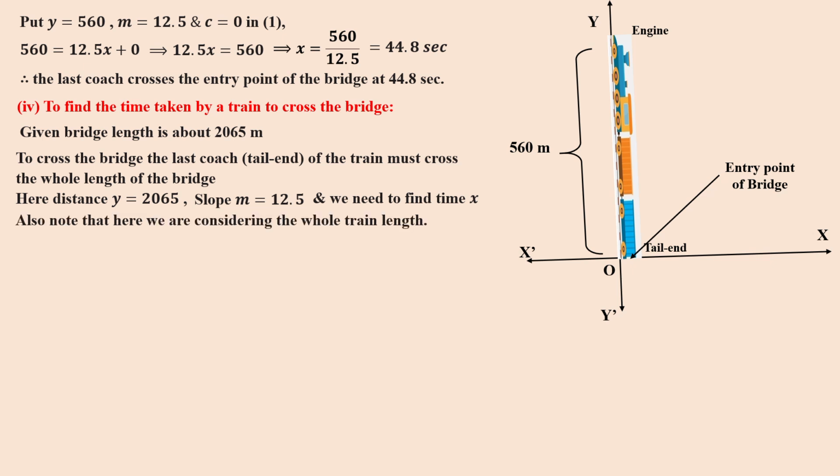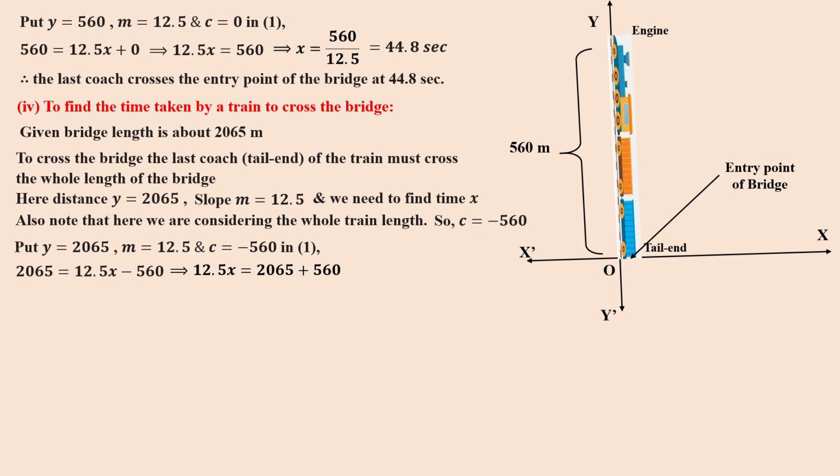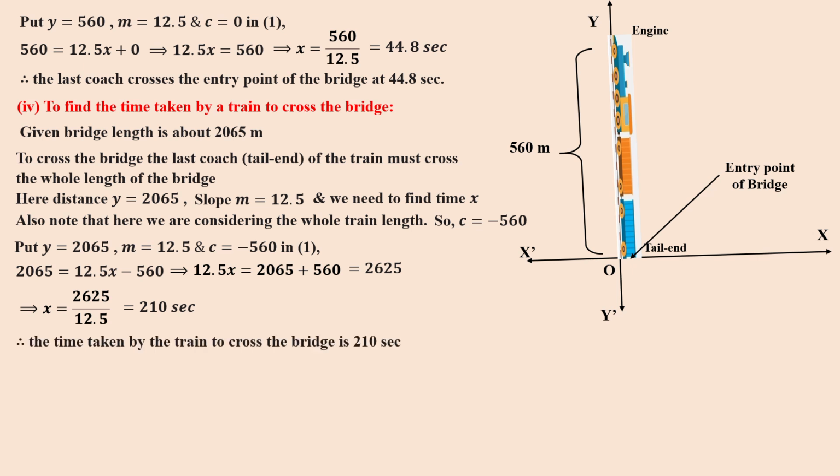Note, we are considering the whole length of the train because the whole length should cross the bridge. So the length is 560 meters, so c is equal to minus 560. We are considering the whole length, that is the y-intercept of the line. So 2065 equals 12.5 into x minus 560. So 12.5x is equal to 2065 plus 560, that is equal to 2625. Therefore x is equal to 2625 by 12.5, that is 210 seconds. So the time taken by the train to cross the bridge is 210 seconds.